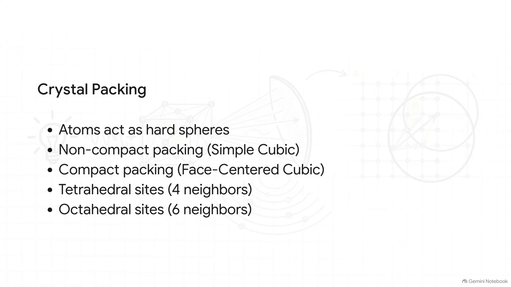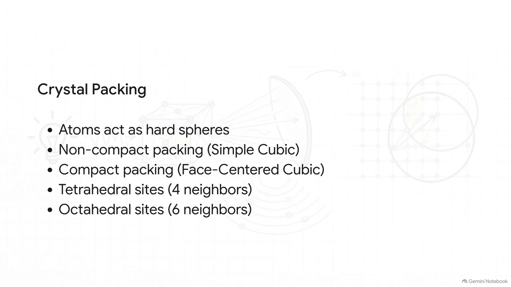And this brilliantly illustrates how nature essentially plays Tetris. In these lattices, atoms act pretty much like hard spheres, just trying to pack themselves together. It's exactly like stacking oranges at the grocery store. You could stack them directly on top of one another, which, if you think about it, leaves a whole lot of empty space. We call that non-compact or simple cubic packing. Or you can nestle the next layer of oranges right into the little dips and hollows of the layer below, which creates a really compact packing, like a face-centered cubic structure.